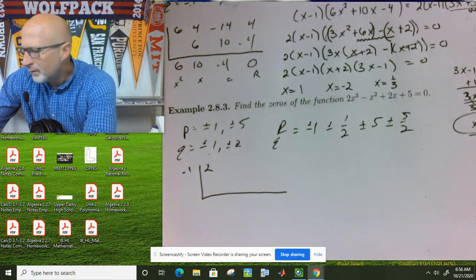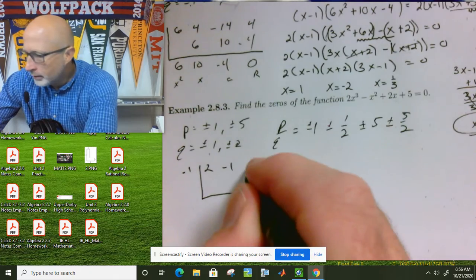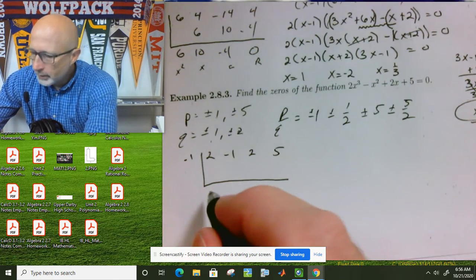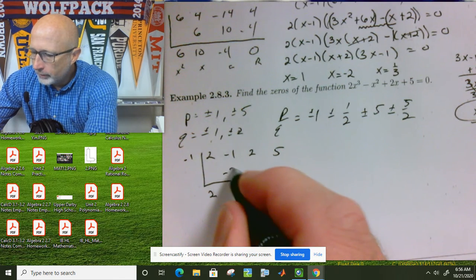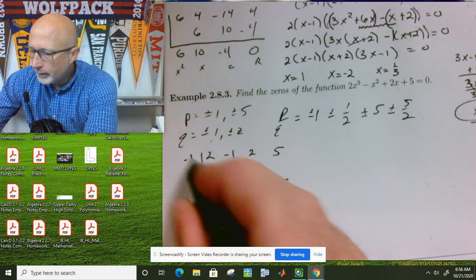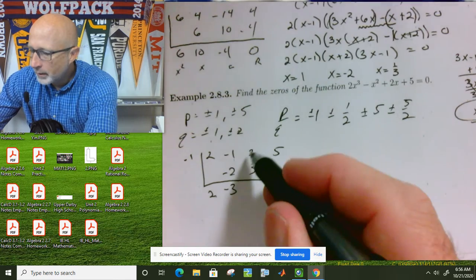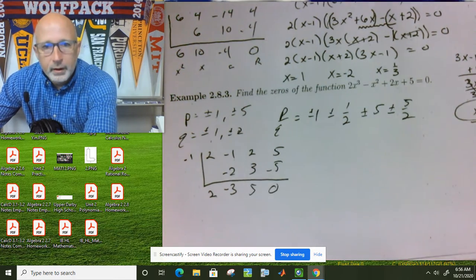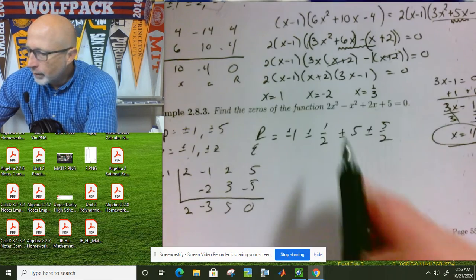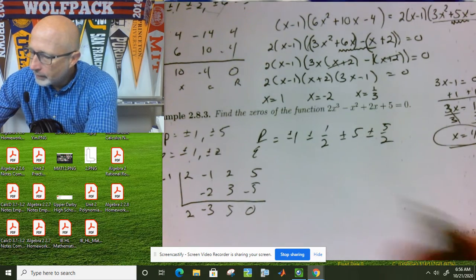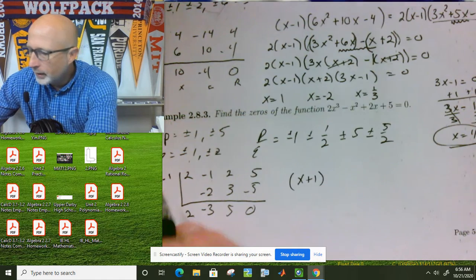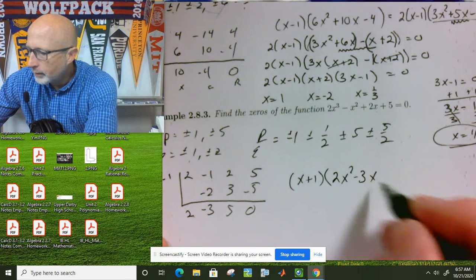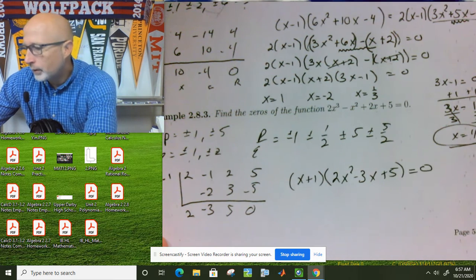So you have 2, negative 1, 2, 5. Go ahead and drop it down. So 2, negative 1 times 2 is negative 2. Negative 3, 3, 5, negative 5, and 0. And there it is. So I can rewrite this as x plus 1, because it was a negative 1, times 2x squared minus 3x plus 5, and that's equal to 0.